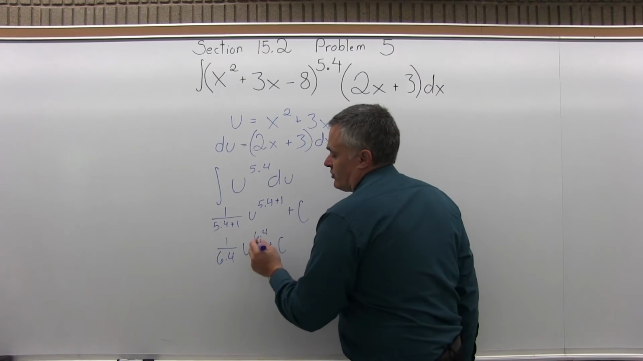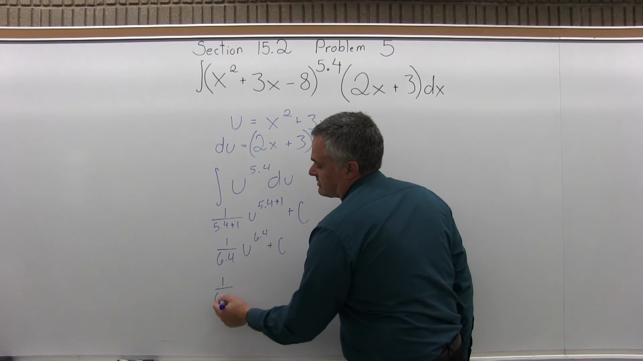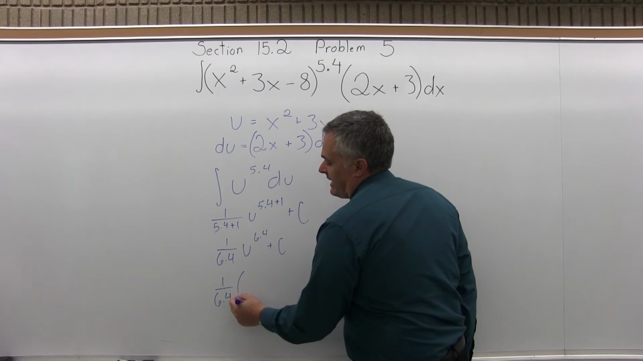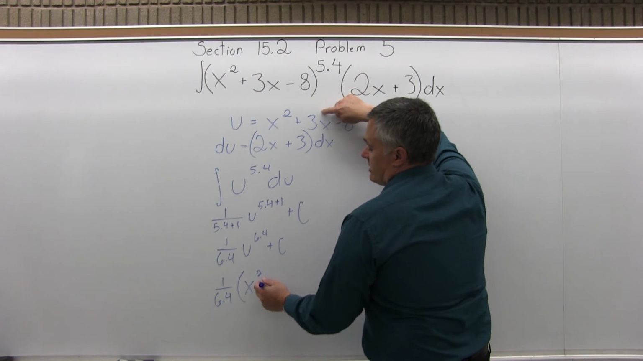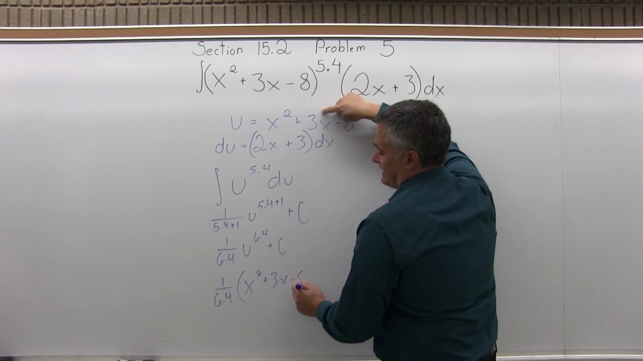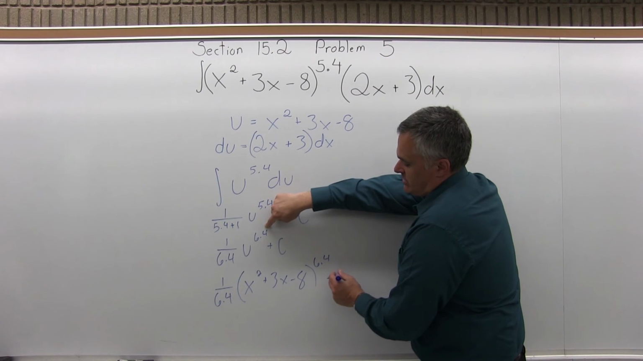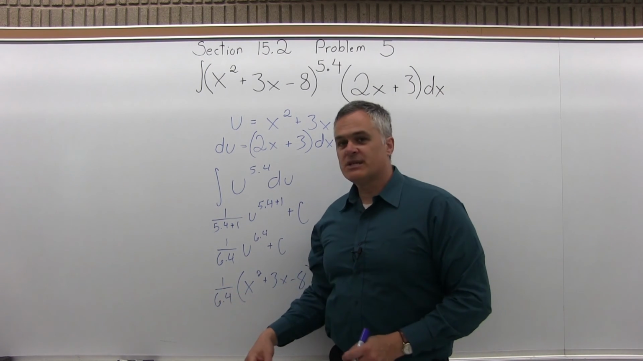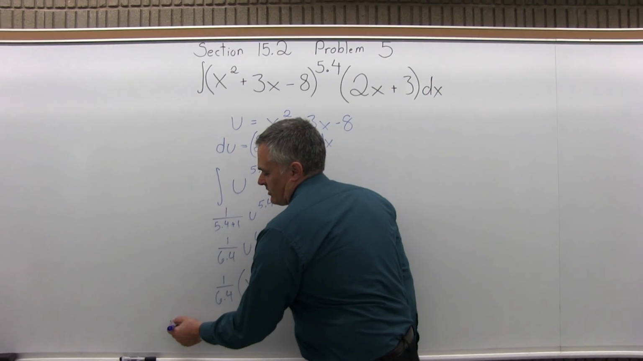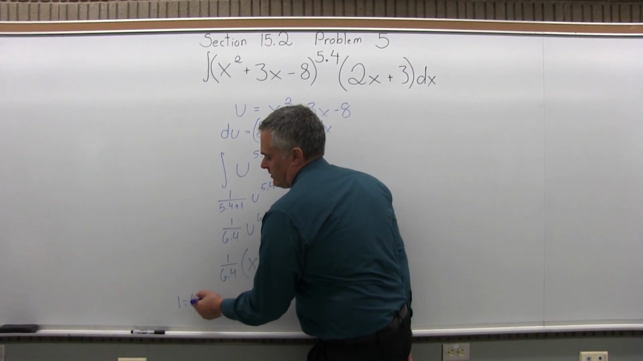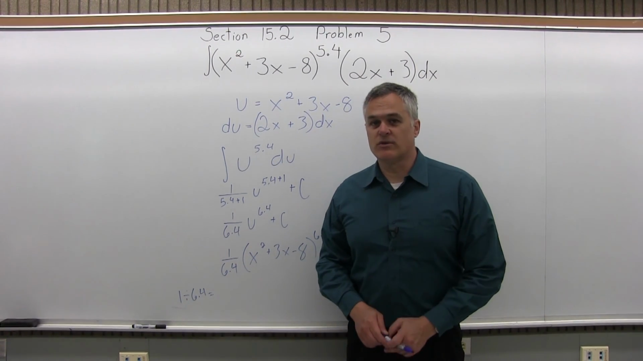And I can put it back in terms of the original variable. Instead of the u, I'll leave the 1 over 6.4 out in front and replace u with what it's equal to, which is (x squared plus 3x minus 8) to the exponent of 6.4 plus a constant. And if you want to, instead of having a combination of a fraction and a decimal, off to the side on the calculator, you can go 1 divided by 6.4 equals and have an actual decimal value in front if you want. Or you could just leave 1 over 6.4.